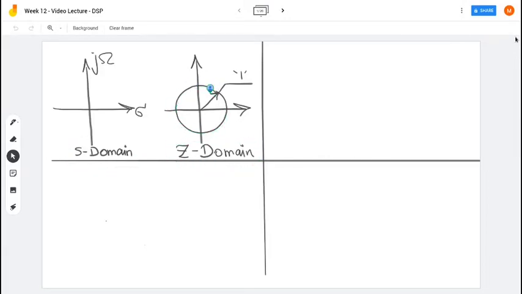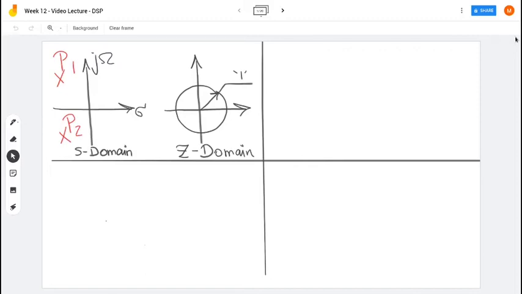Now, if we have a causal and stable continuous time system, we know that all the poles would be located in the left half plane. So if this is pole number 1 and pole number 2, this system would be causal and stable because it has all its poles in the left half plane.